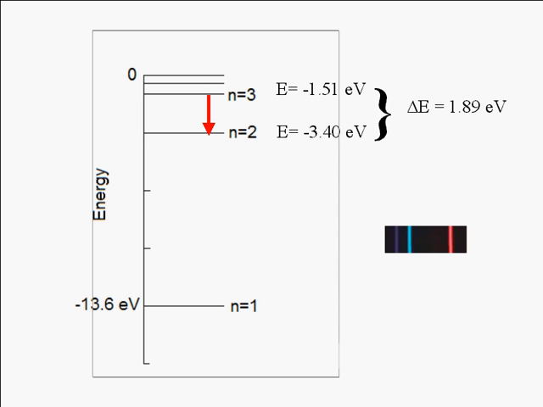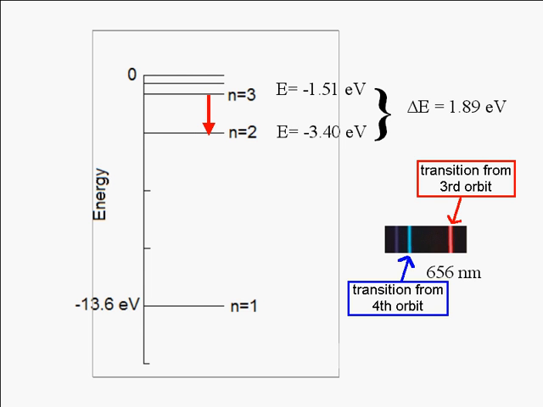This explains the red light with a wavelength of 656 nanometers that is produced by a hydrogen lamp. The series of lines produced by hydrogen in the visible region is known as the Bohr series. Bohr explains these lines as due to transitions of electrons to the second orbit from higher orbits. The red line corresponds to the transition from the third orbit. The blue line corresponds to the transition from the fourth orbit.